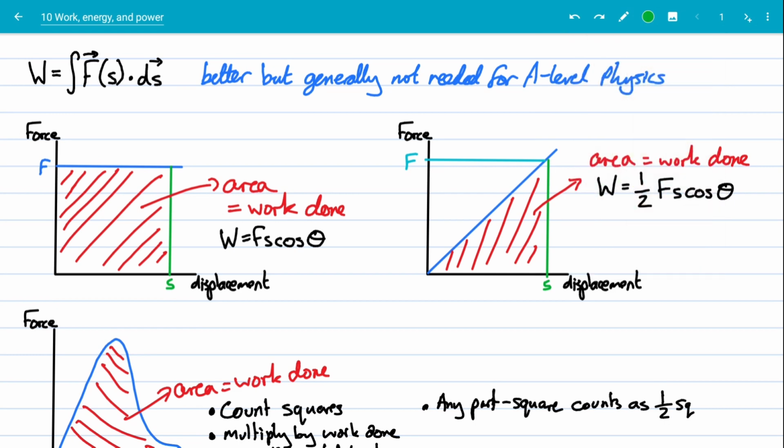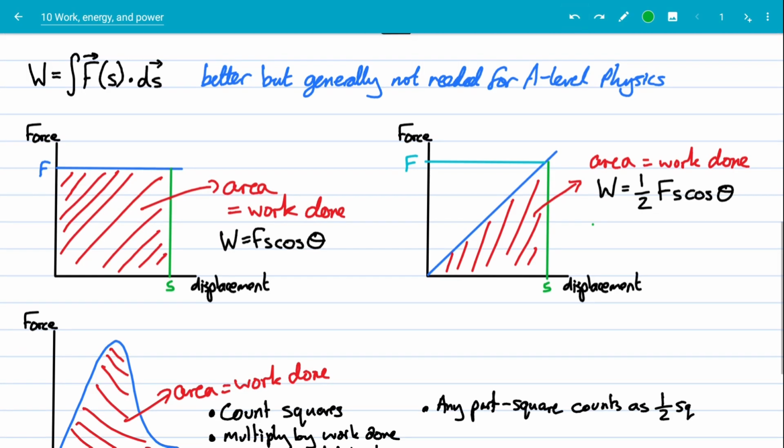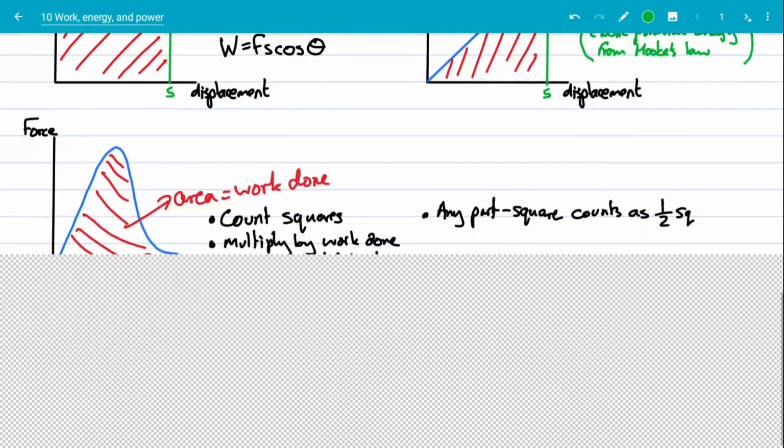In that case, theta would be equal to 0. So cosine theta would be 1. This is energy stored in a spring. So this is elastic potential energy from Hooke's law. So that is actually the same thing, and that's where the half comes from for Hooke's law. And we can do the same thing for kinetic energy as well. But we'll leave that there. We'll move on to kinetic energy next lesson.